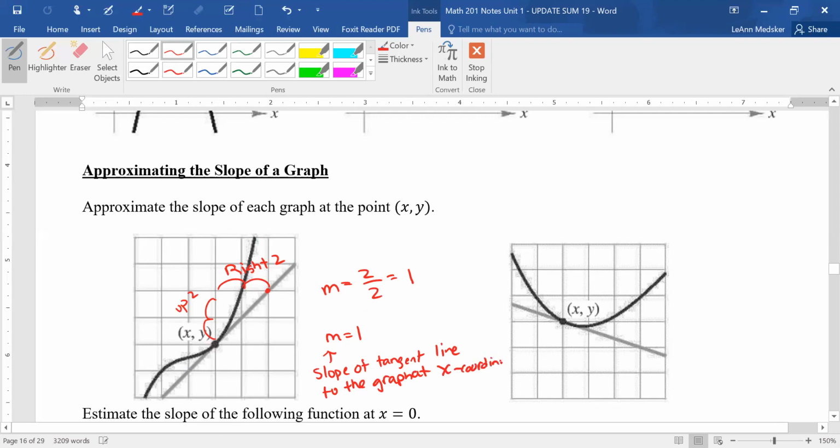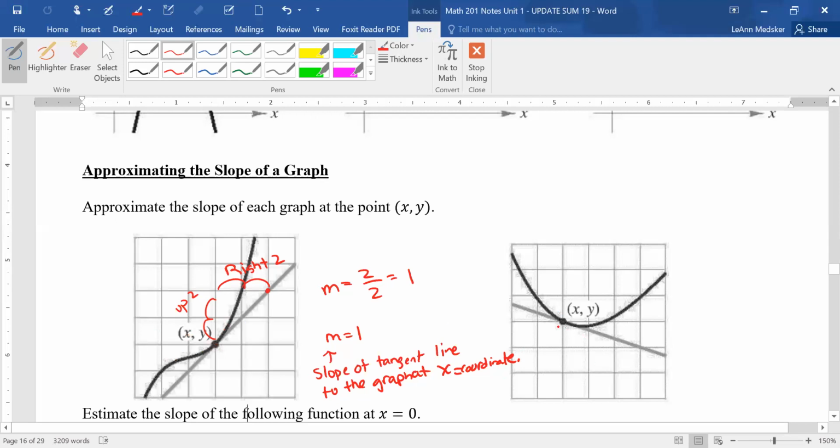Now, we don't really know what that x coordinate is, but that's what that's representing. So if this was an x of 5, this would be the slope of the tangent line to the graph at x equals 5. When we say to the graph, we mean this is the slope of a tangent line that is following along with the curve of the current graph that we're looking at.